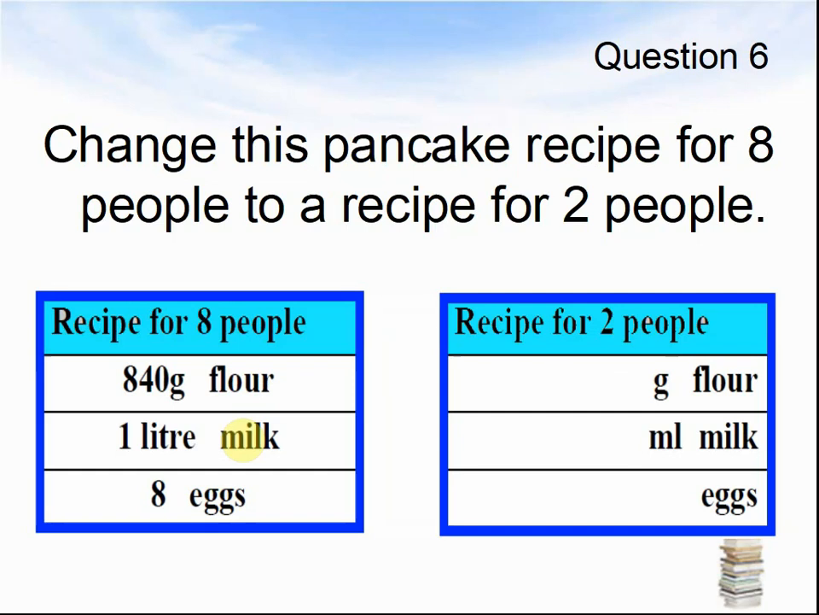Change this pancake recipe for 8 people to a recipe for 2 people. For 8 people, I need 840 grams of flour, 1 litre of milk and 8 eggs. What would I need if I only have 2 people? Pause the video until you are ready to answer question 7. Here comes question 7.